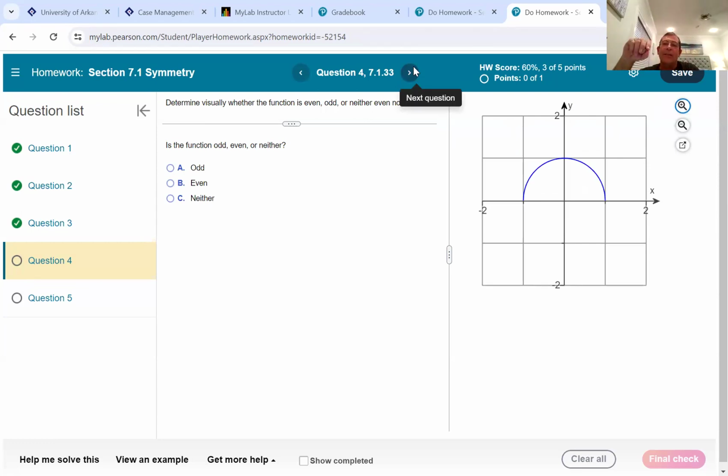All righty, so let's see. We got a graph here. Looks like an upside down U. But they want to know if this thing is even, odd, or neither. So remember, even is going to be symmetric to the y-axis. And an even function will touch the x-axis an even number of times. If it's odd, it's symmetric to the origin. And that means it would touch the x-axis an odd number of times. So y'all, are y'all going with odd, even, or neither?